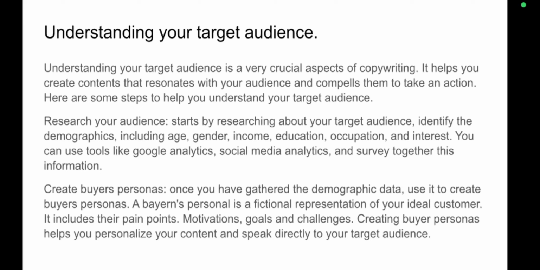Now, understanding your target audience. Understanding your target audience is a very crucial aspect of copywriting. In fact, throughout this bootcamp, we'll be deliberating more about understanding your audience in every point, because in every point of your business in the online space, if you don't understand your target audience, you're going to drive low results. Okay, so it helps you create content that resonates with your audience and compels them to take action.